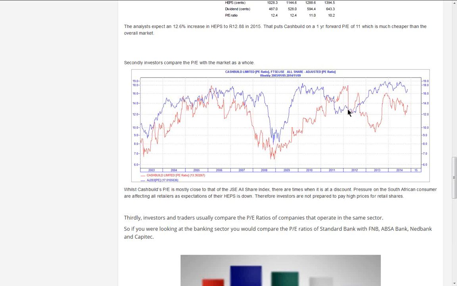Now, you can get research reports on the Sanlam iTrade website. If you're a client, you can get a lot of research reports, and there are forecasts of earnings in those. At the current time, or in November, you can see that the P/E ratio was quite a bit cheaper than the market P/E ratio or the All Share Index. So Cashbuild looked quite good, and is maybe worth buying.